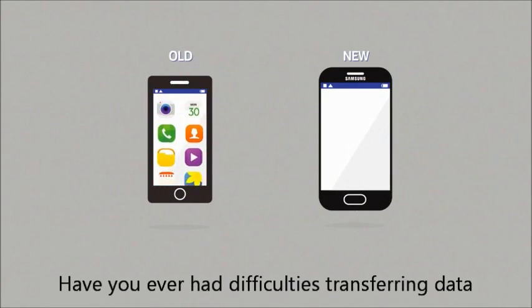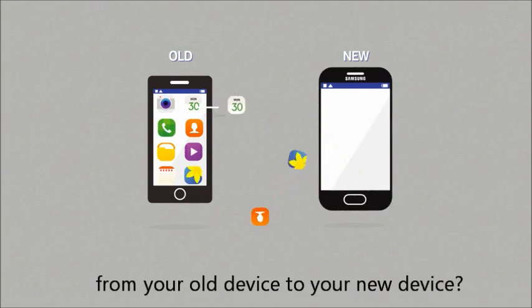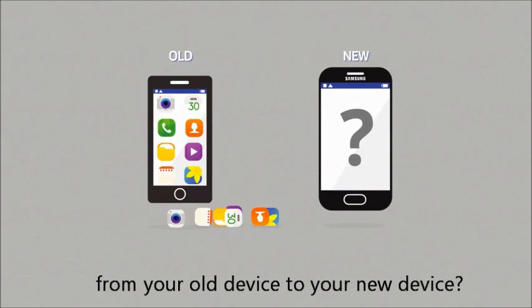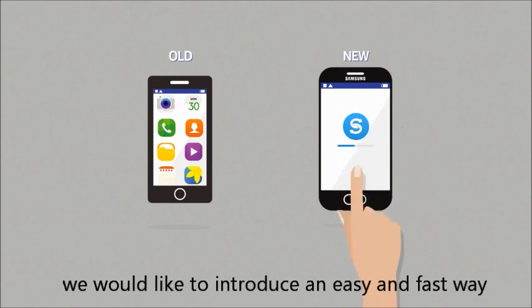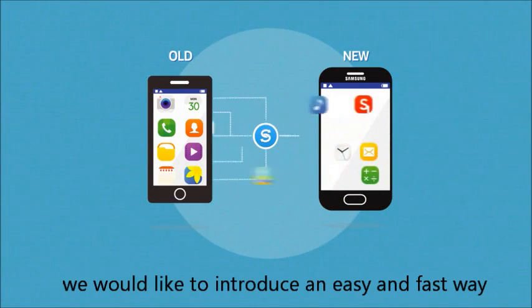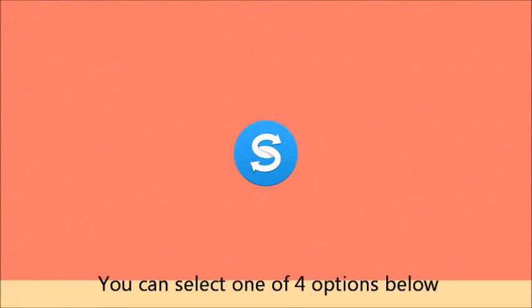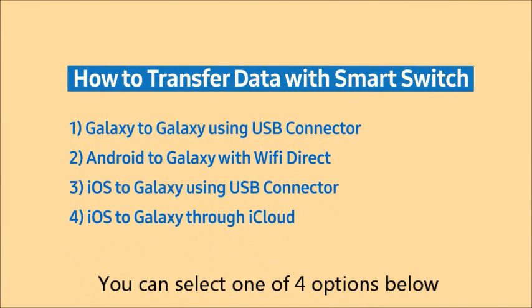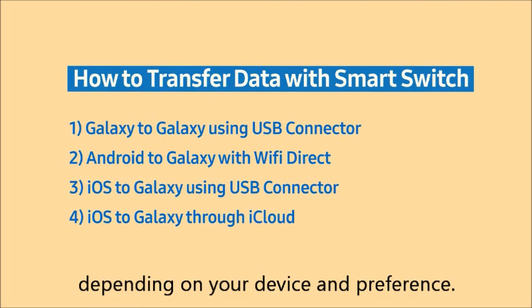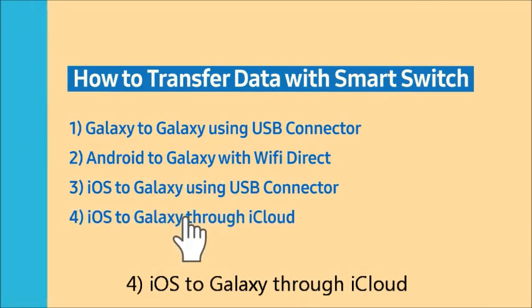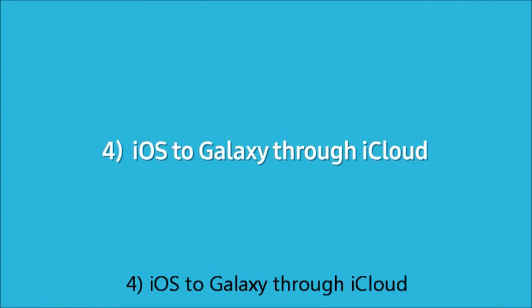Have you ever had difficulties transferring data from your old device to your new device? We'd like to introduce an easy and faster way to transfer data using our Smart Switch application. You can select one of 4 options below depending on your device and preference. Number 4. iOS to Galaxy through iCloud.